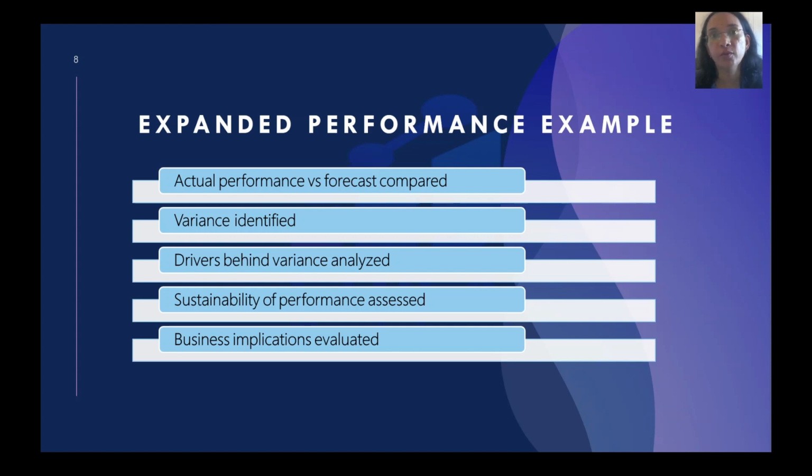After identifying the drivers, FP&A evaluates the sustainability of the performance. If the performance improvement is sustainable, it may support higher future targets. If not, management may choose to treat that as one-time or temporary. This example gives us a sense of performance analysis.